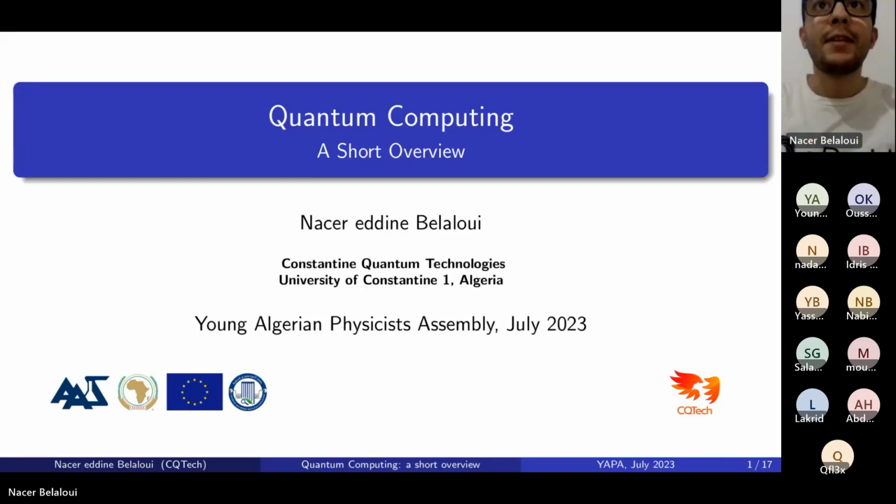Okay. So this will be a short overview of quantum computing. We will not go into the technical details, but rather see the motivation behind quantum computing, where the field is going, and how it's being developed at the moment.